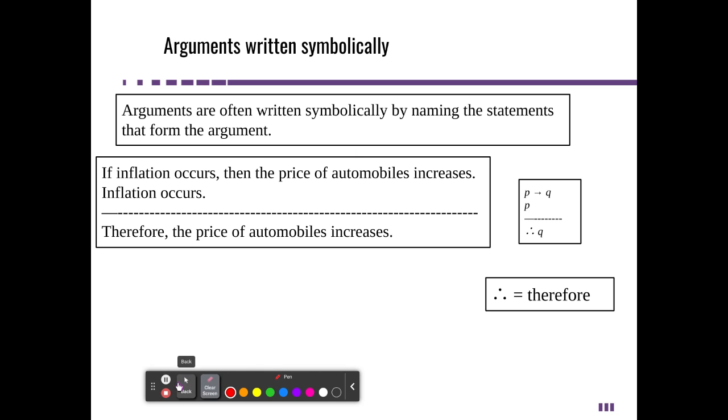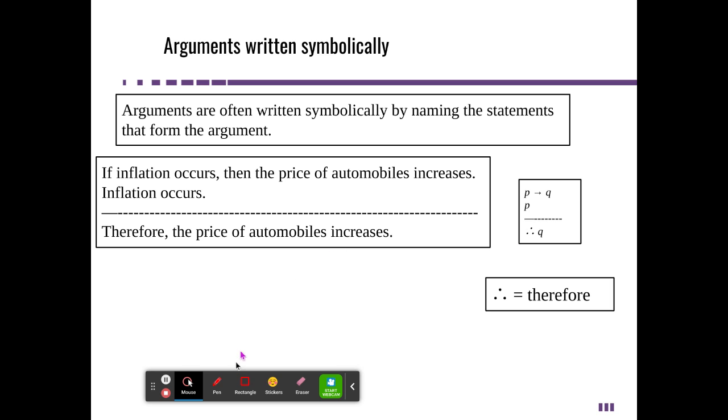All right, so arguments will often be written symbolically. The cool thing about writing things in symbols is that we can then use truth tables. That's the whole idea. We introduce a new symbol here, therefore. The three dots represent the word therefore.